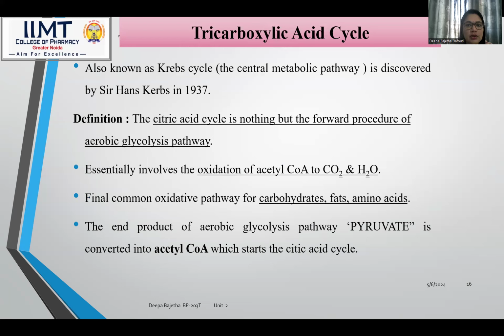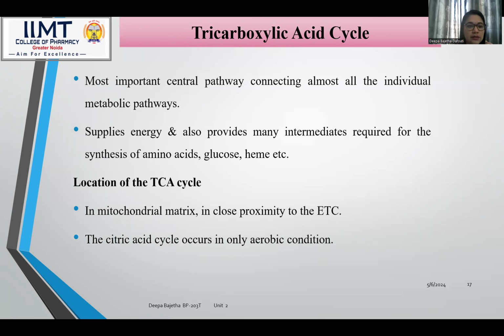The next is the tricarboxylic acid cycle, also called the TCA cycle or Krebs cycle. It is a central metabolic pathway, discovered by Sir Hans Krebs in 1937. The citric acid cycle is the forward procedure of the aerobic glycolysis pathway. Essentially, it involves the oxidation of acetyl coenzyme A to carbon dioxide and water. It is the final common oxidative pathway for carbohydrates, fats and amino acids. The end product of the aerobic glycolysis pathway, pyruvate, is converted into acetyl coenzyme A, which starts the citric acid cycle.